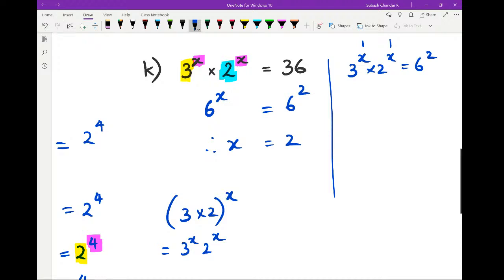Okay, I see where your mistake is. What you're talking about is 3x times 2x. Now if it was 3x times 2x, yes, it would be 6x squared. But in this case, we have 3 to the power of x times 2 to the power of x. So it's actually the power.